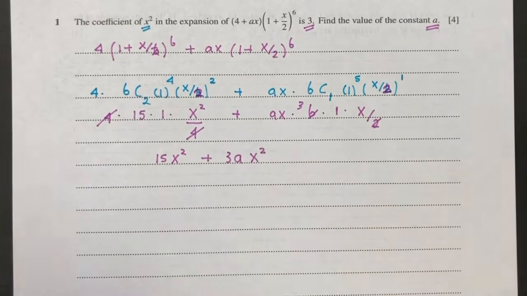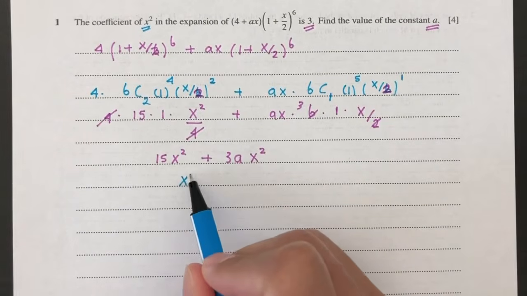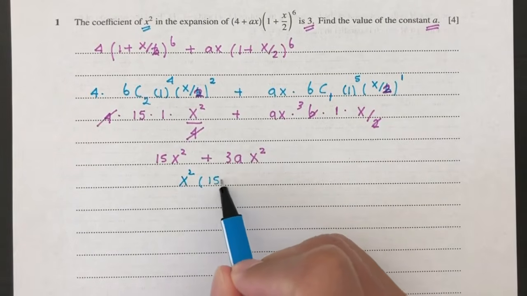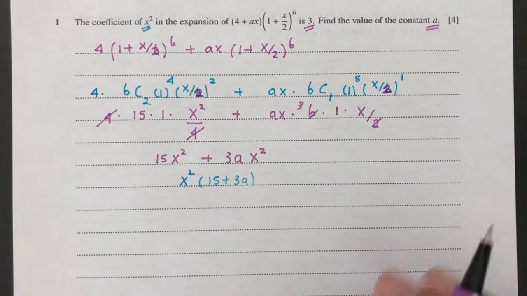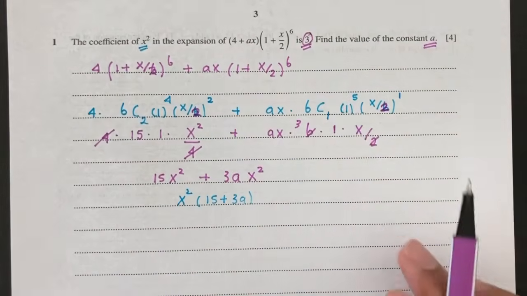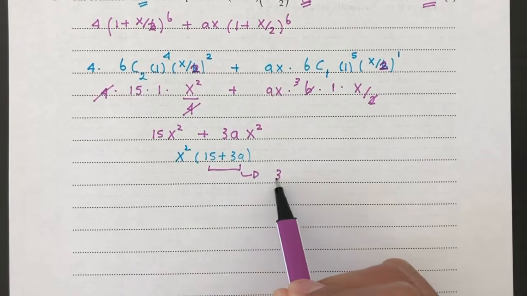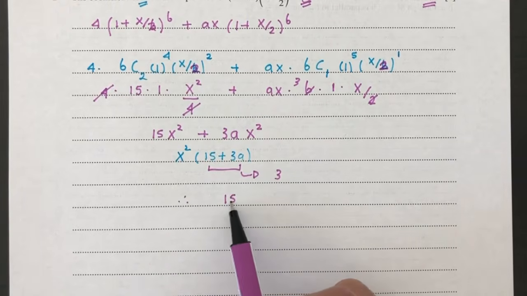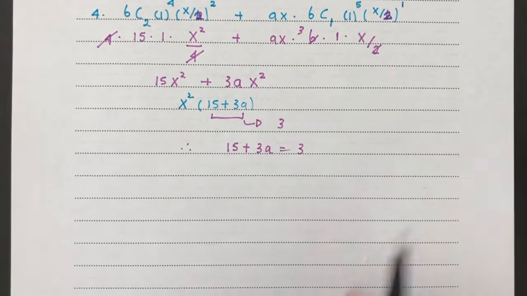ax squared. Now if you factorize this, we take out x squared, you will have 15 plus 3a. And the question says that the coefficient of x squared is given by 3. So it means that this inside right here is equal to 3. So let's write down the equation. 15 plus 3a is equal to 3. Let's solve for the value of a.